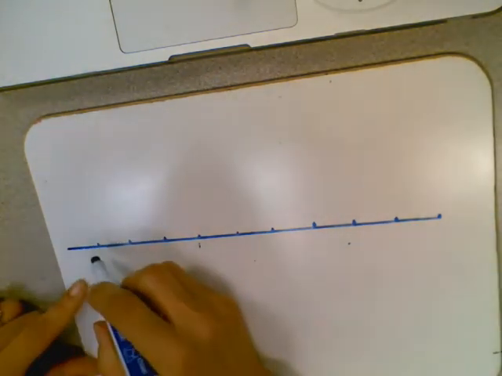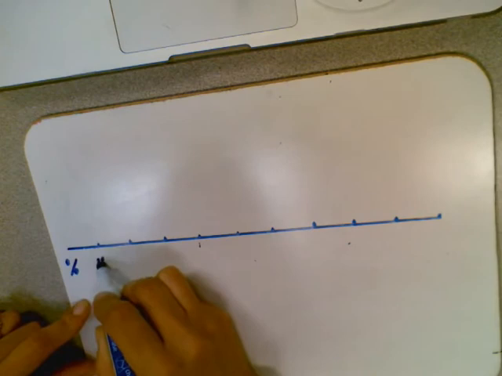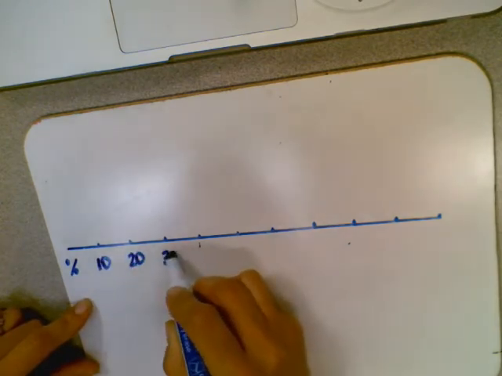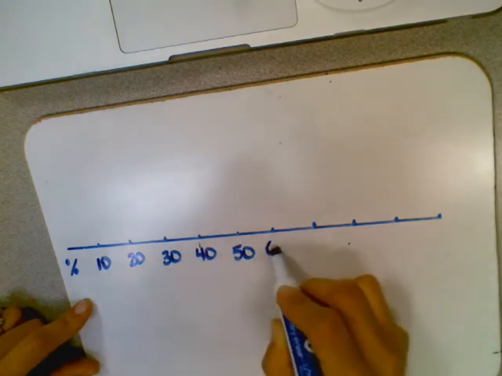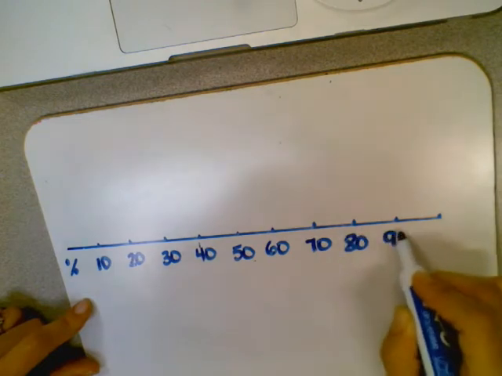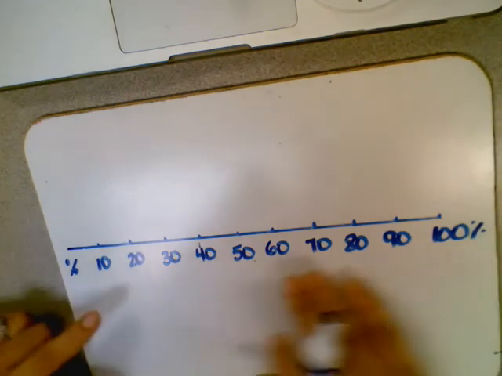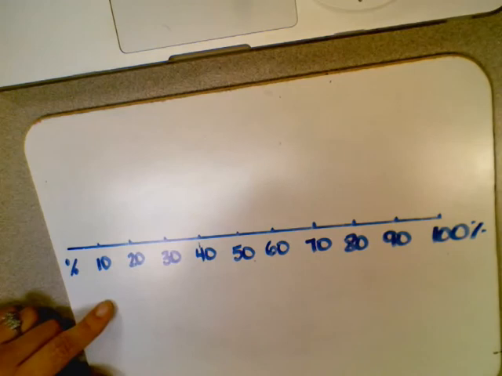And each of these tick marks is going to be a percent at the bottom. So this one's 10%, 20%, 30%, 40%, 50%, 60%, 70%, 80%, 90%, until I get to 100%. Now I've created my percent ruler.